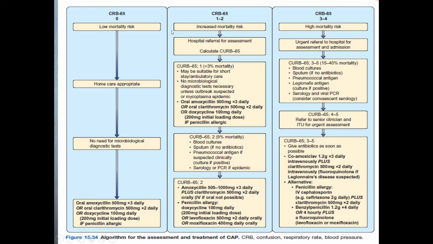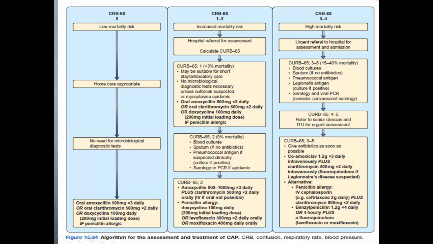Then if CRB65 is 1 to 2, there is increased mortality risk. So hospital referral for assessment, calculate CRB65, that is if you get CRB65 as 1 to 2, okay? Then CRB65, if it's 1, mortality is less than 3%. May be suitable for short-stay or ambulatory care. No microbiological diagnostic tests are necessary unless an outbreak is suspected or a mycoplasma epidemic. So you give oral amoxicillin 500 milligrams 3 times daily or oral clarithromycin 500 milligrams twice daily or doxycycline 100 milligrams daily, 200 milligrams initial loading dose if penicillin allergic.